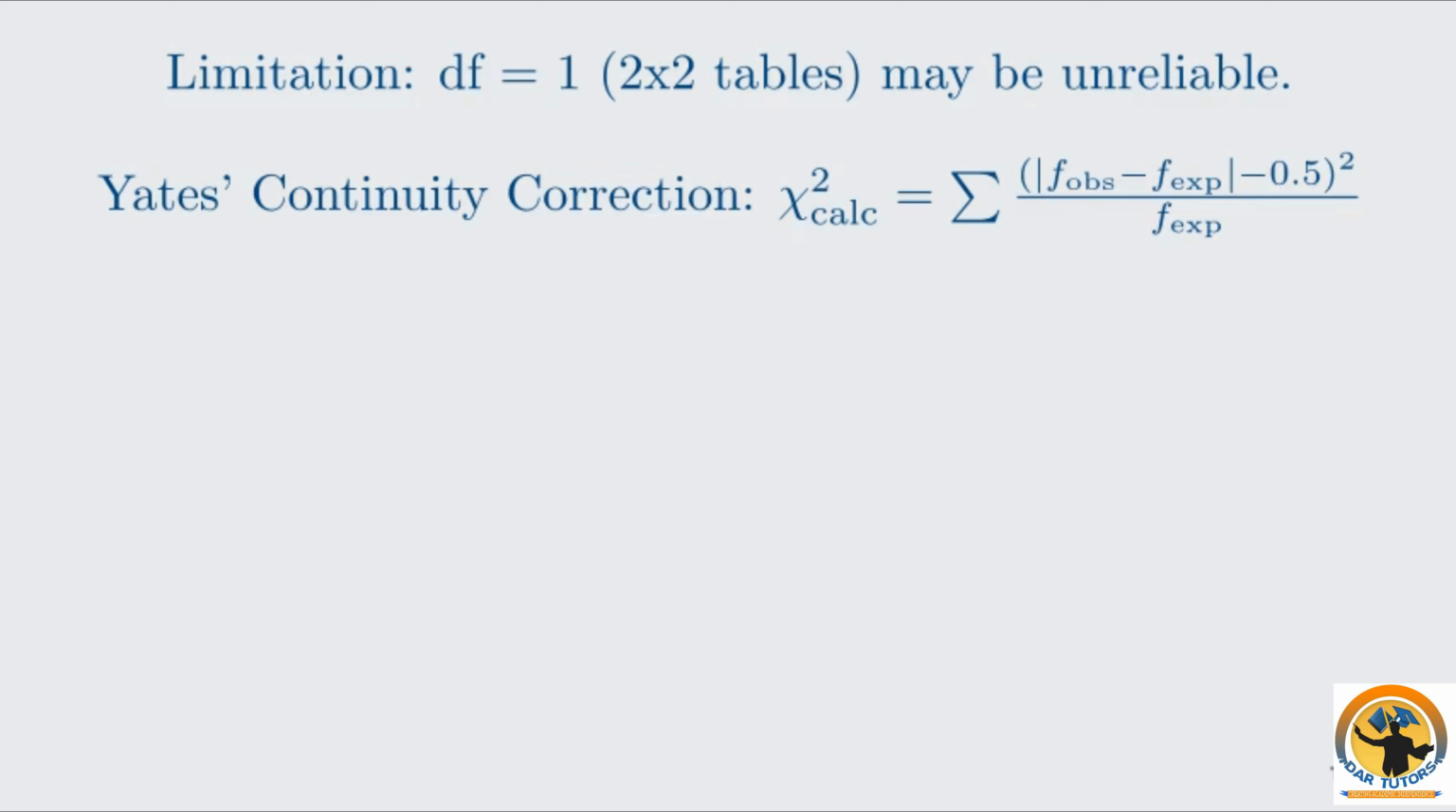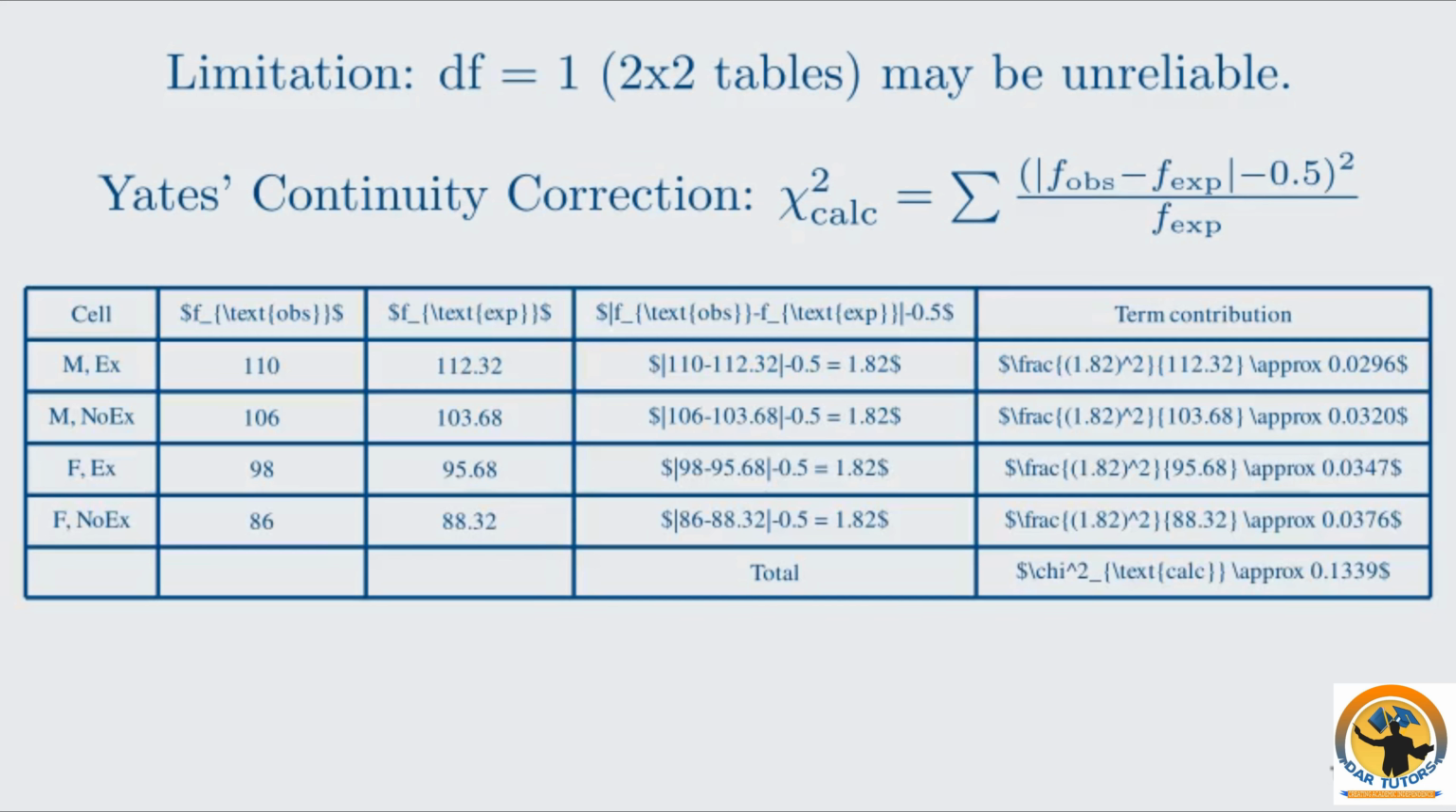Let's revisit our gender and exercise example. The calculator gave us chi-squared calc 0.217. Let's recalculate with Yates's correction, using the expected frequencies we found previously. We calculate the term, absolute value of f_obs minus f_exp, minus 0.5, squared, divided by f_exp, for each cell. For example, for males who exercise, f_obs was 110 and f_exp was 112.32. The absolute difference is 2.32, and subtracting 0.5 gives 1.82. We square this and divide by 112.32 to get 0.0296. Summing the contributions from all cells gives us a new chi-squared calc of approximately 0.139.